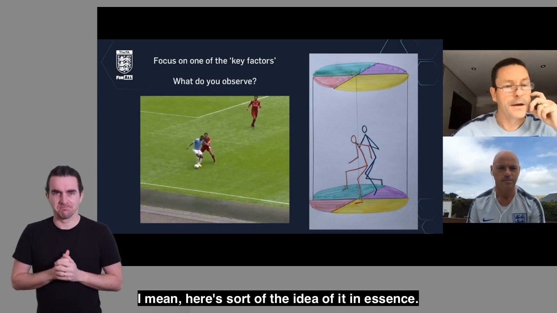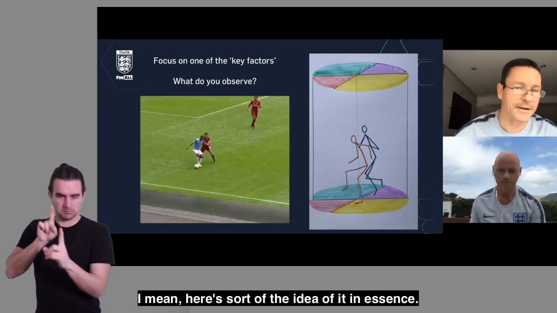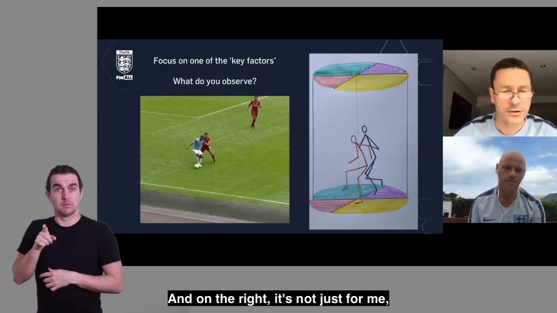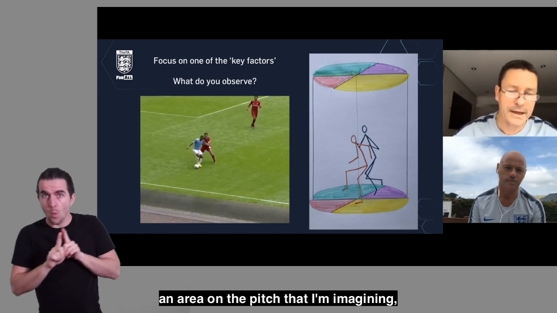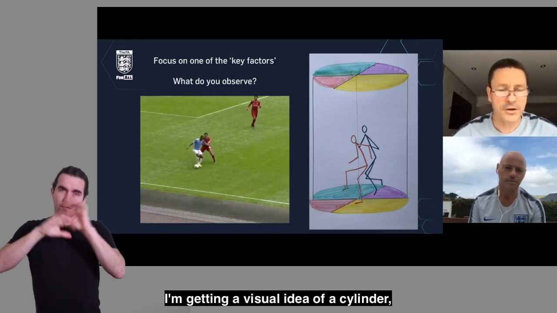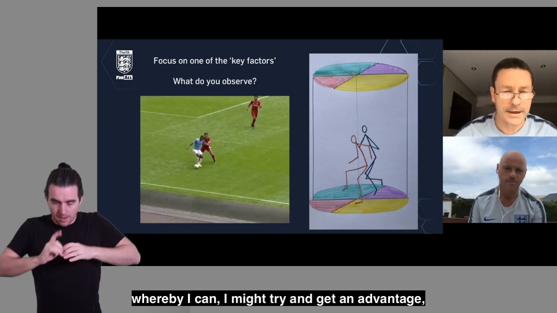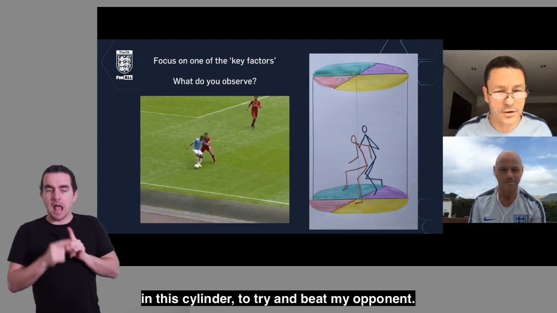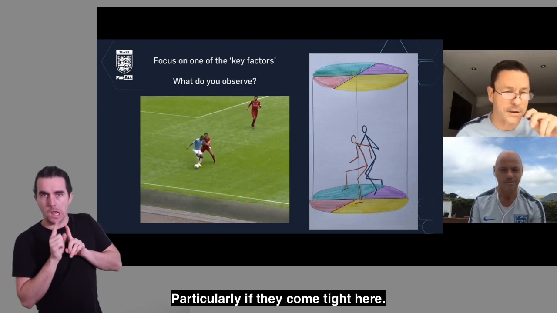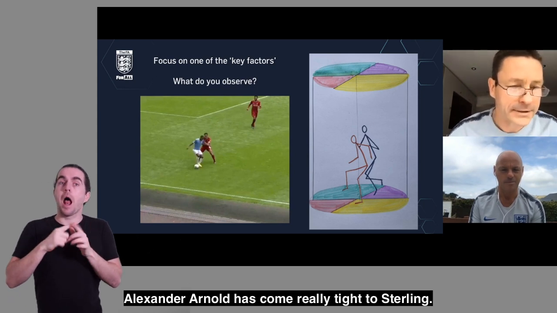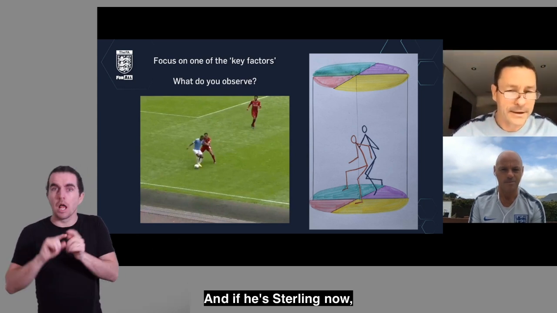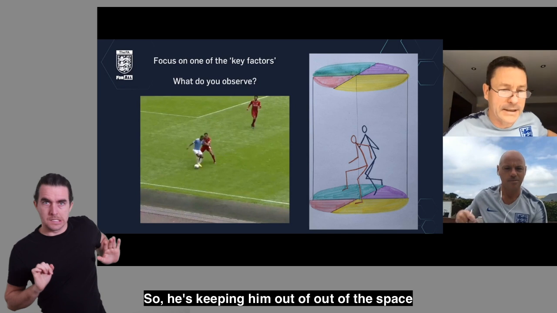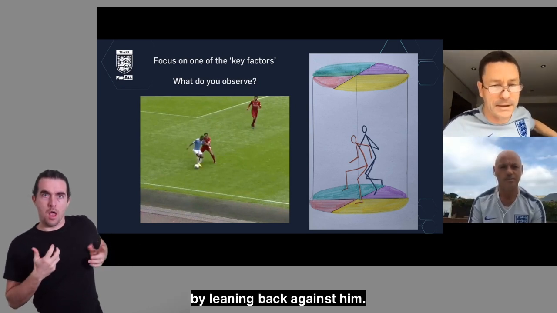Good. Here's the idea in essence. We're zooming in on this little duel here, and on the right, it's not just an area on the pitch that I'm imagining. I'm getting a visual idea of a cylinder, whereby I might try to get an advantage in this cylinder to beat my opponent, particularly if they come tight. So you've got Alexander-Arnold coming really tight to Sterling. And with Sterling's body shape, his arm is up, just like it is here, so he's keeping him out of the space by leaning back against him.